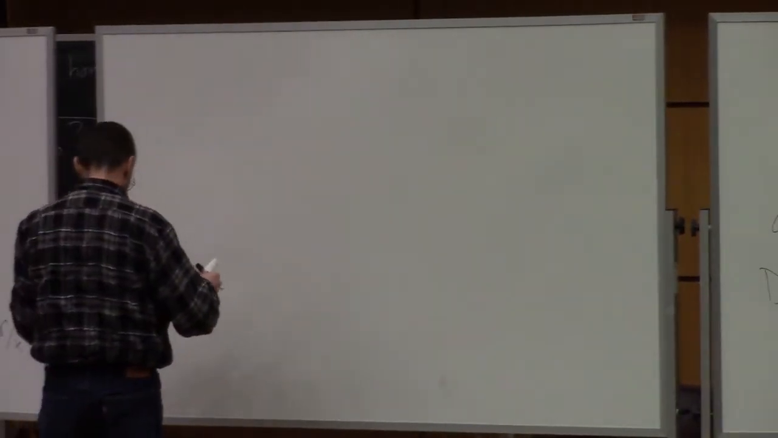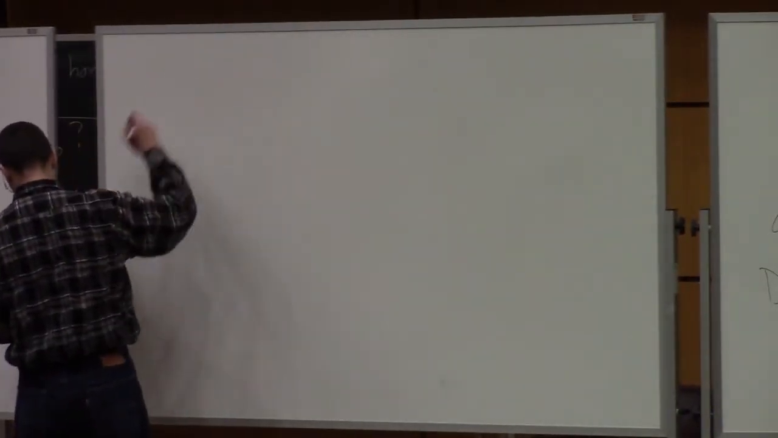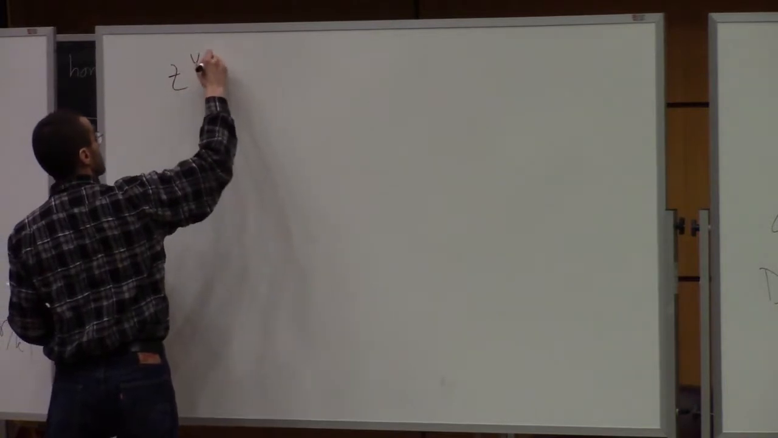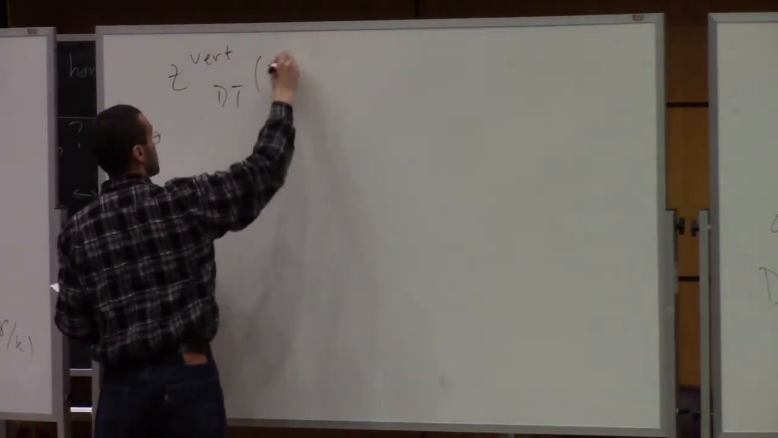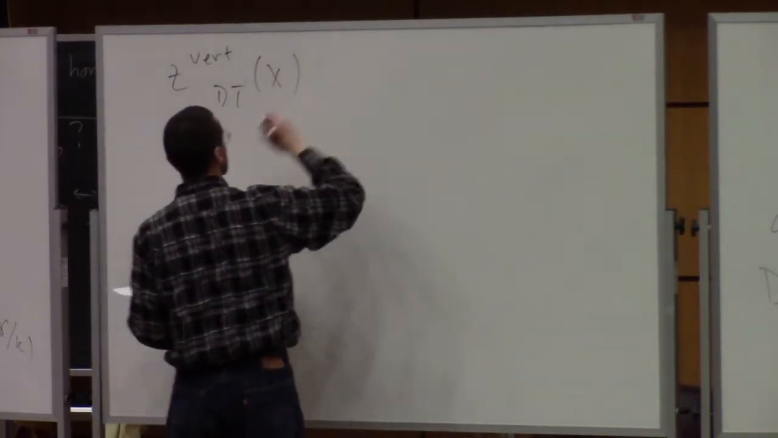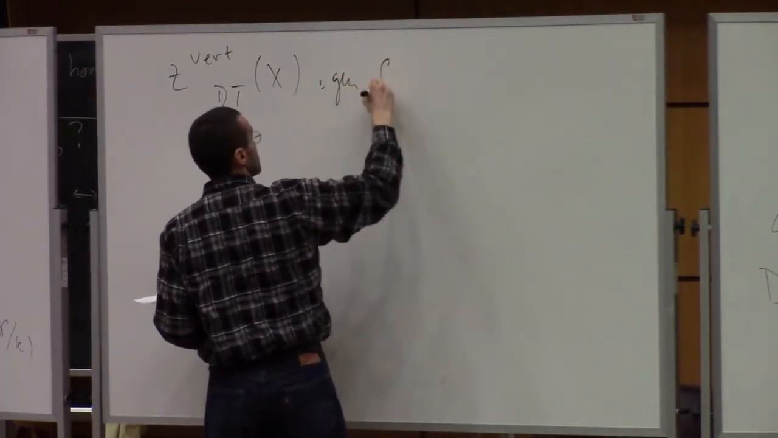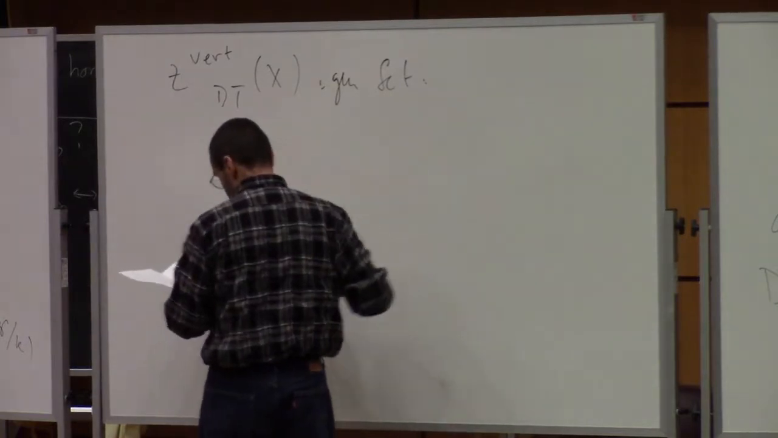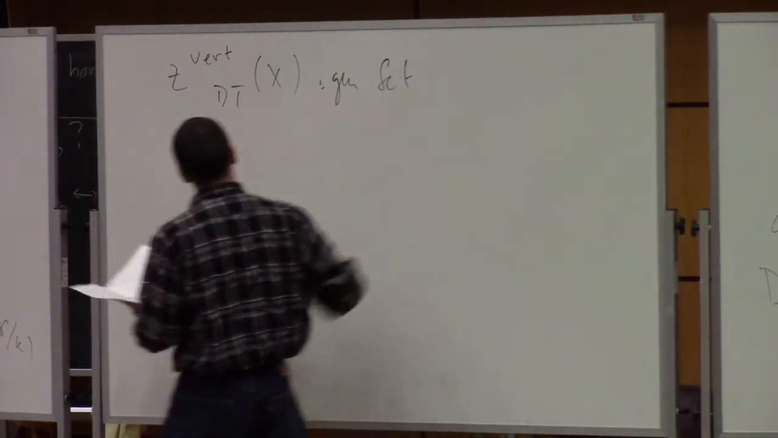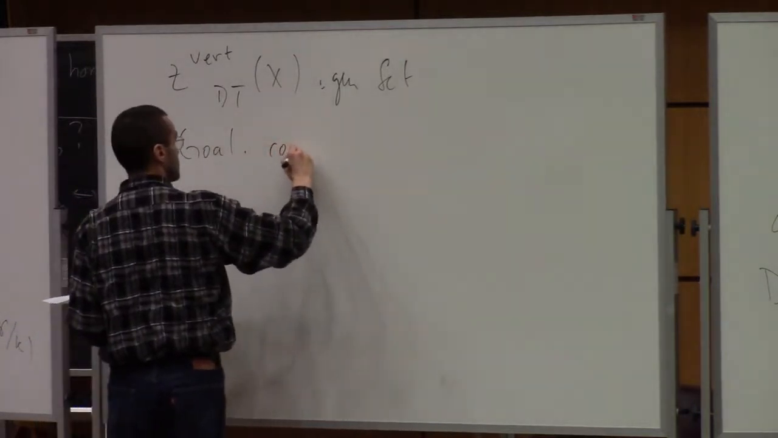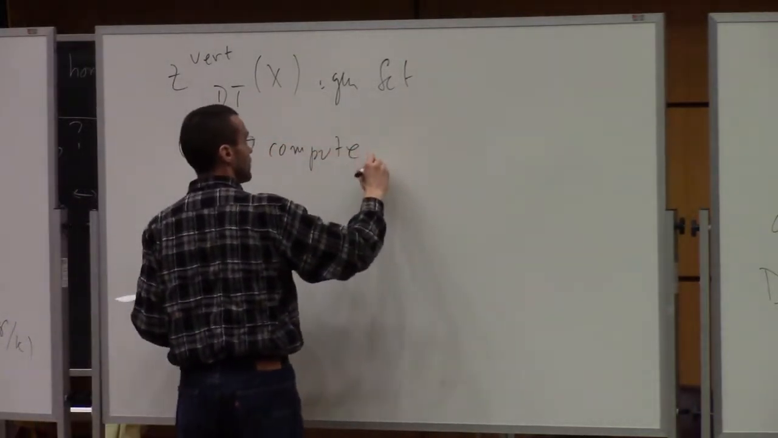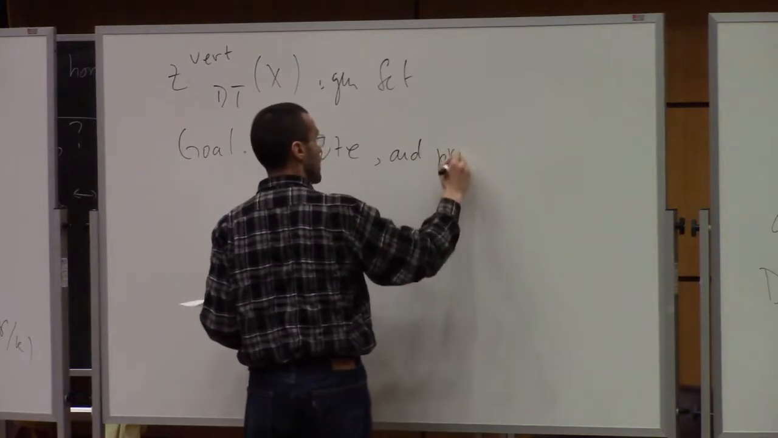So let me see. We make a generating function. We call it z vertical dt. For now, very schematic. I'm going to be more precise about this. Some generating function. And we want to compute it and prove that it has modular properties. So I should say the goal is to compute it and prove modularity.